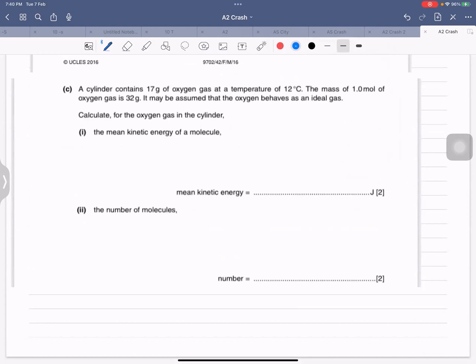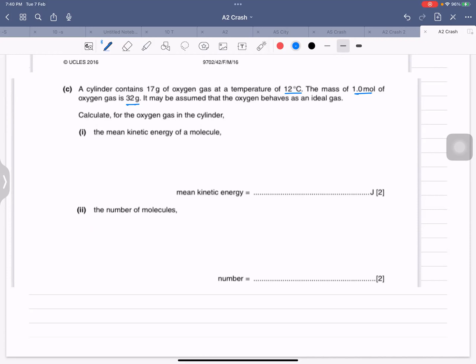Okay. A cylinder contains 17 grams of oxygen at a temperature of 12 centigrade. The mass of 1 mole of oxygen is 32. So, okay, oxygen, mass of 1 mole is 32. It may be assumed that the oxygen behaves as an ideal gas. Calculate the mean kinetic energy of a molecule, right?